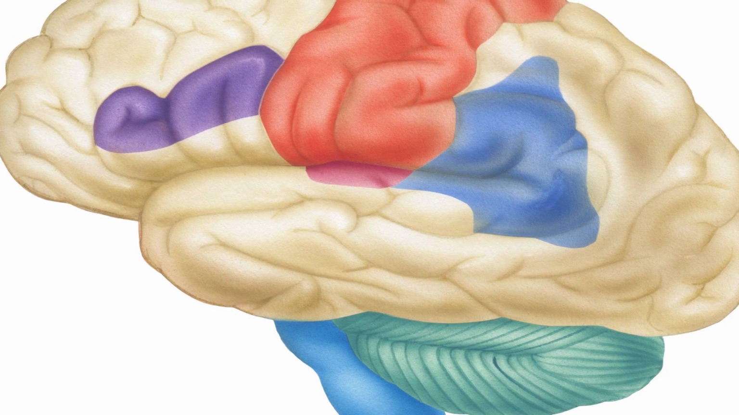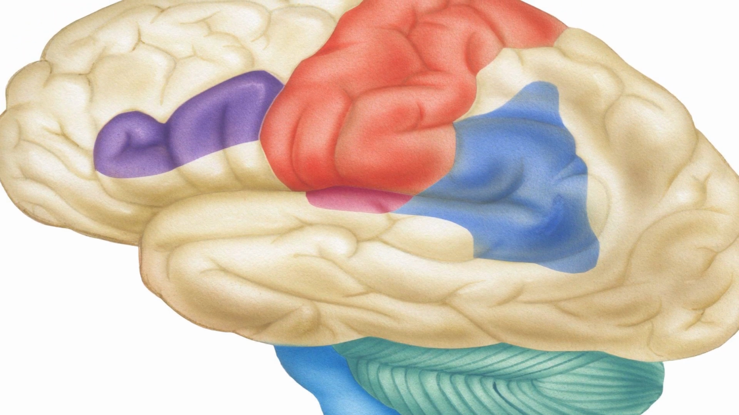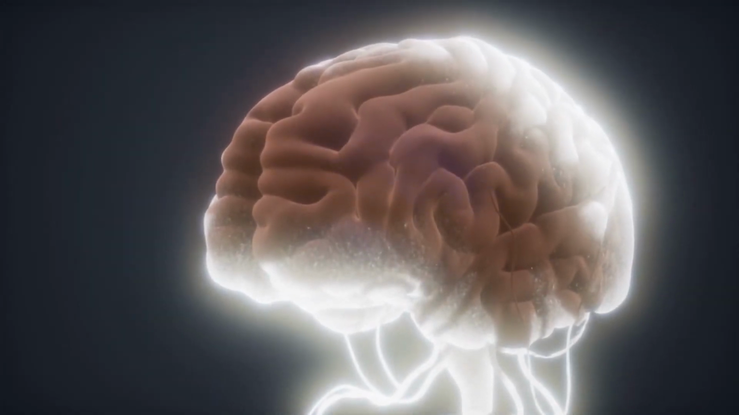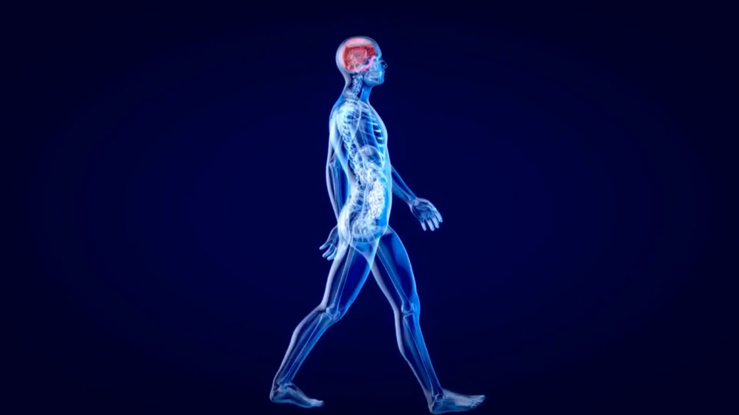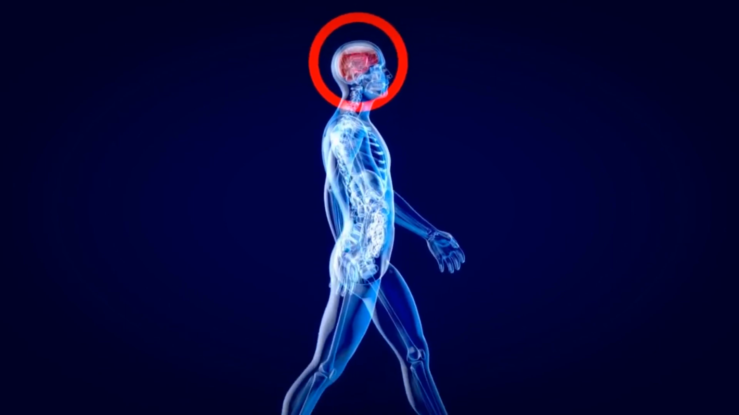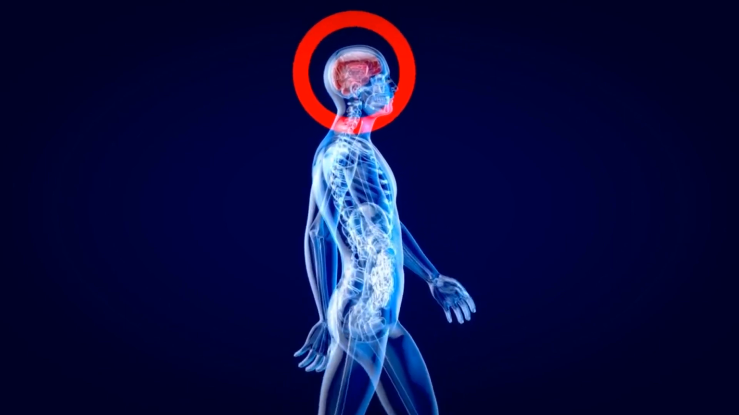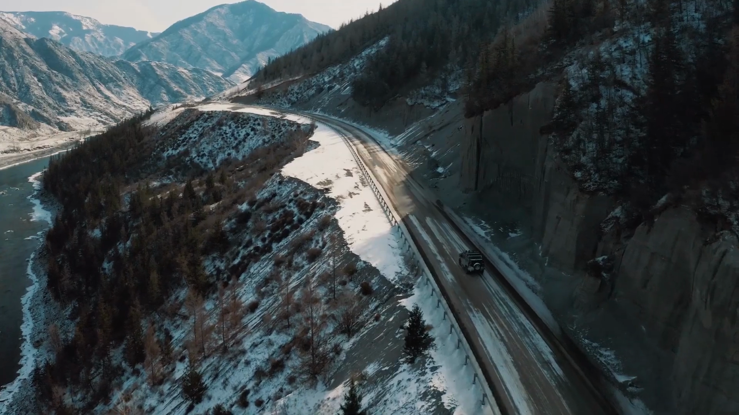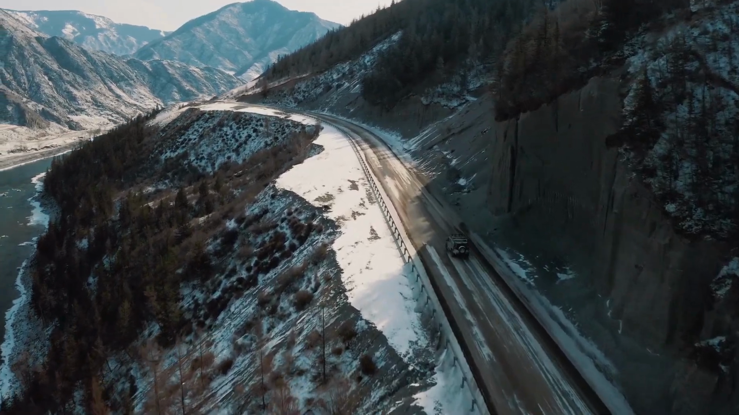The integration of information from these different sensory modalities occurs in the parietal cortex, a region of the brain that is involved in spatial processing. The parietal cortex receives input from the visual, auditory, and somatosensory systems, as well as from the motor system, and uses this information to construct a spatial representation of the environment.